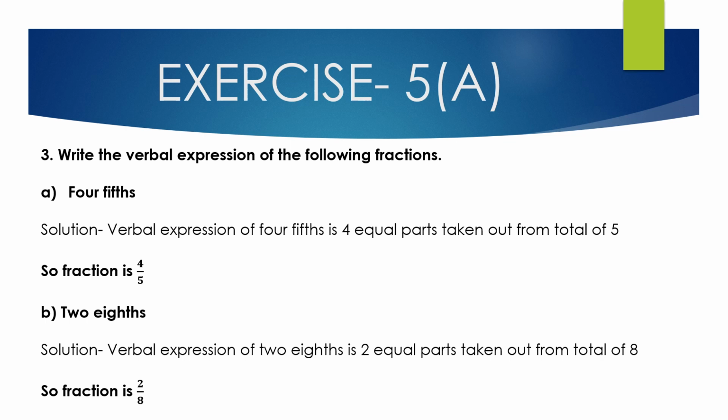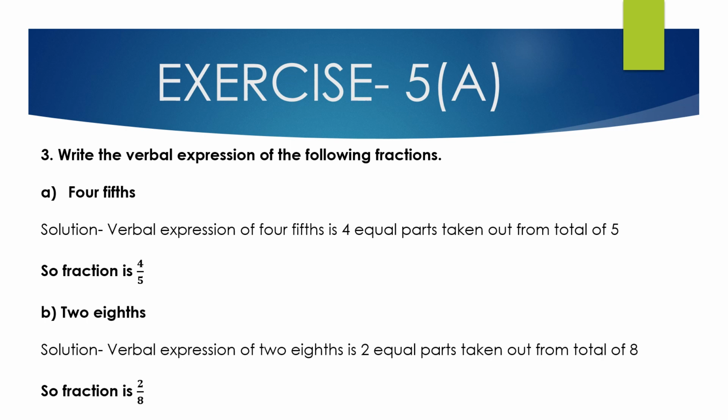Now we will solve question number 3. Question number 3 is: write the verbal expression of the following fractions. First bit is 4 fifths. The verbal expression of 4 fifths will be 4 equal parts can be taken out from a total of 5. It can be represented in fraction form as 4 divided by 5. So fraction will be 4 divided by 5.